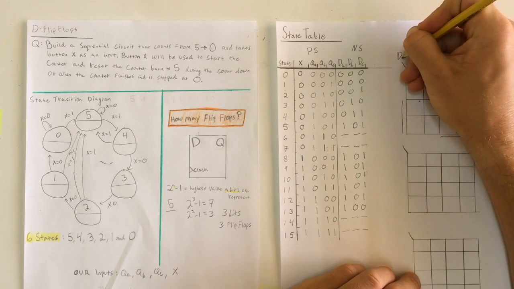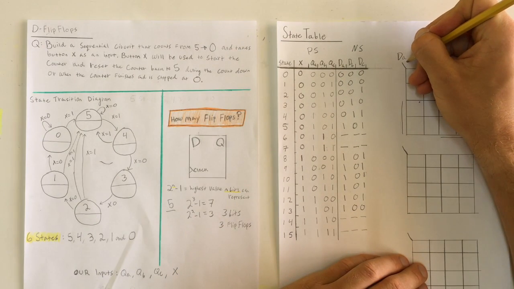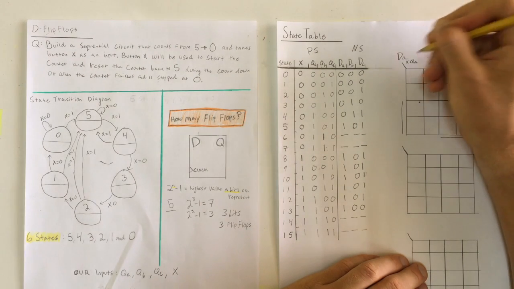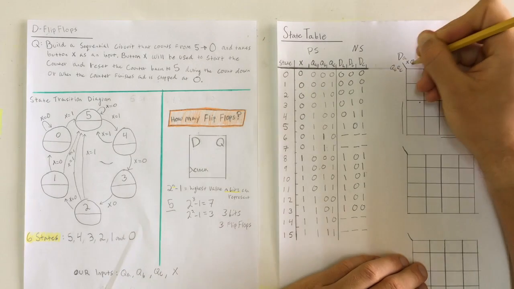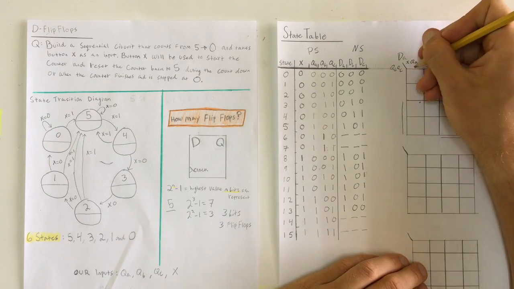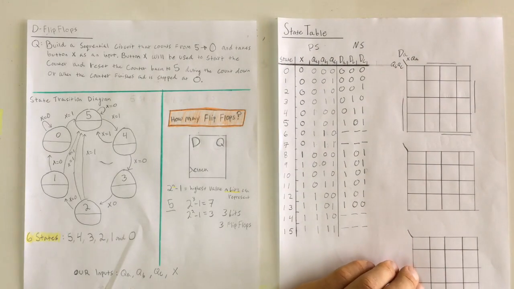So for DA, we have X and QA. We have QB and QC. These are our bits in this configuration that set up this table, just as we have done in previous examples.